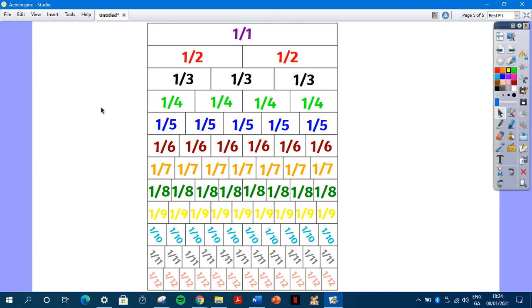5, 4, 3, 2, 1. It's bigger, isn't it? So as you can see here, we'll just highlight it actually. So 1 over 3 is a good bit bigger than 1 over 2. So 1 over 2 is a good bit smaller than 1 over 3.